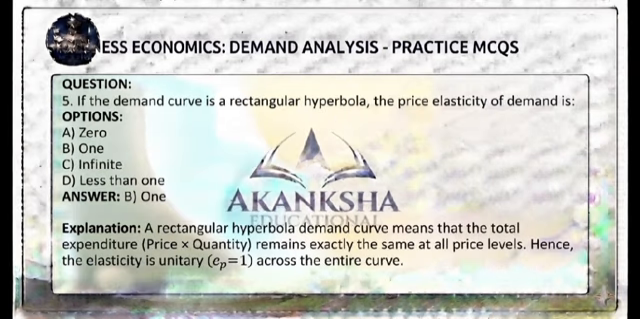Question 5. If a demand curve is shaped as a rectangular hyperbola, what is the price elasticity of demand? The answer is B, 1. This indicates unitary elasticity, meaning that total expenditure, price times quantity, remains constant regardless of the price level.